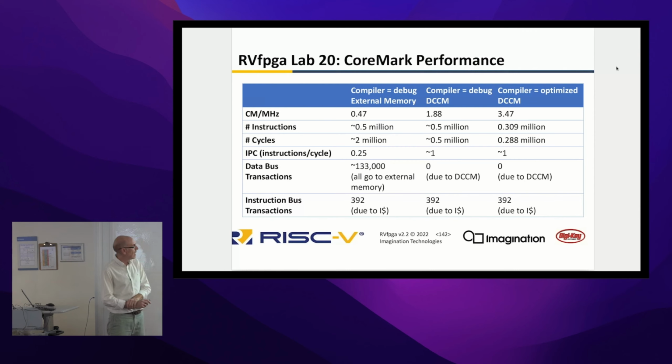So we'll ask you to test the CoreMark benchmark without using compiler optimizations nor the DCCM, then to use the DCCM, and finally to use both the DCCM and the compiler optimizations, and you'll see how performance increases as you include each feature.